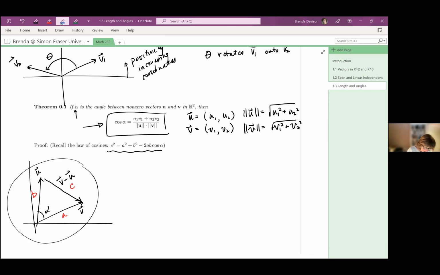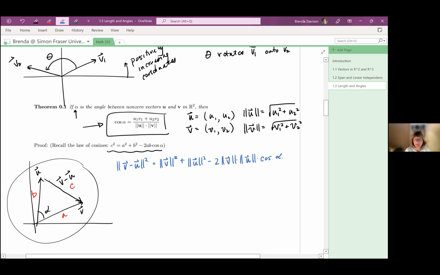So we're saying C squared, that is the norm of V minus U squared, is equal to A squared, that is the norm of V squared, plus B squared, which is the norm of U squared, minus 2 times A, the norm of V, and the norm of U, and that's a multiplication, and then we're multiplying that by the cosine of alpha, the angle between them.